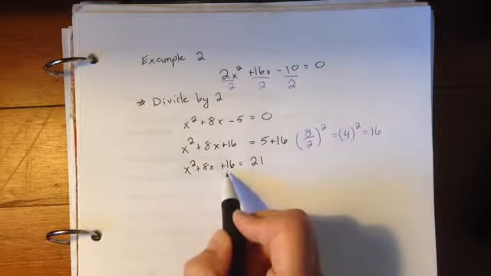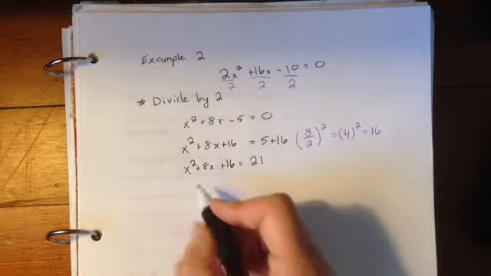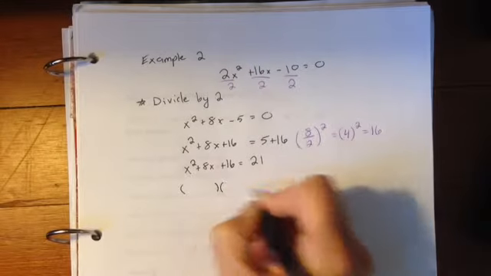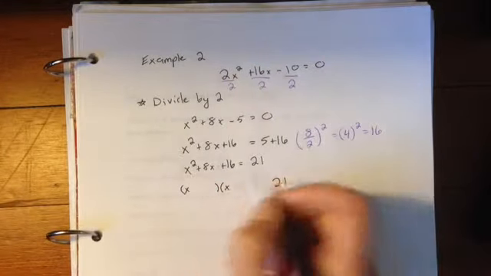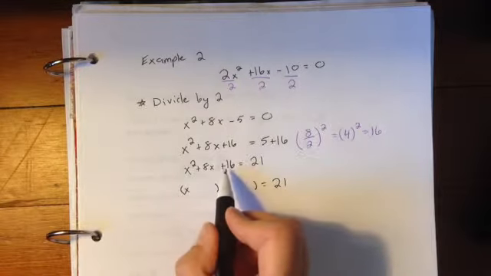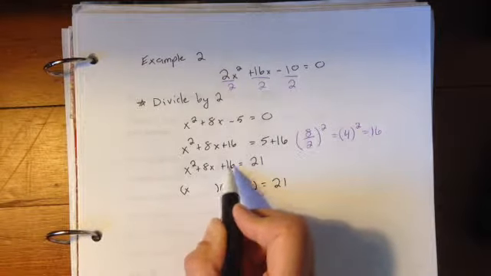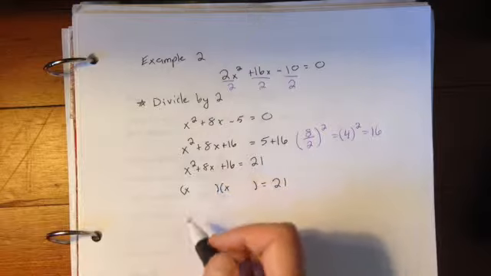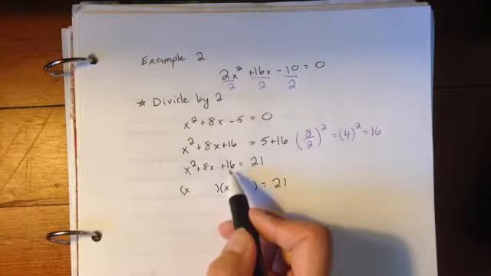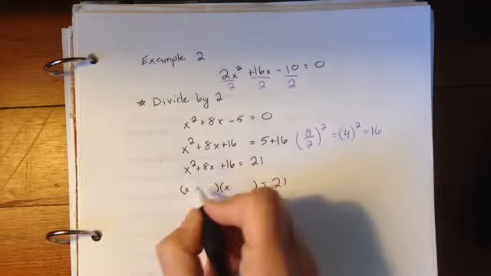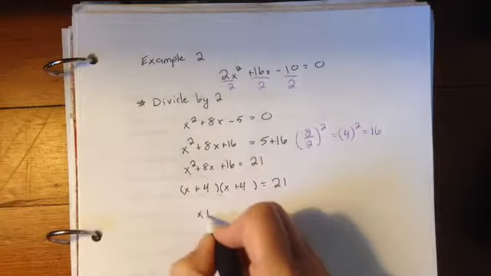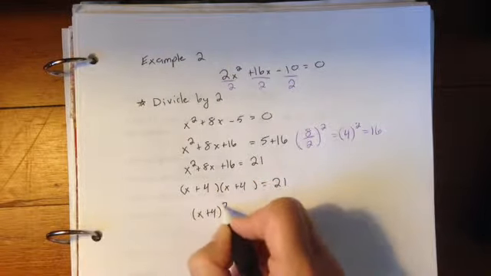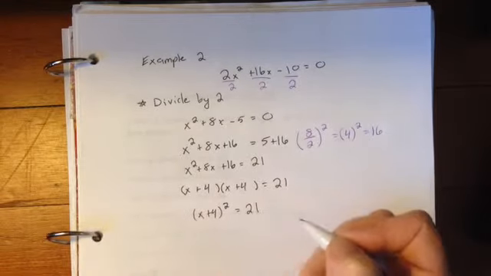This over here should be a perfect square now if I've done my job correctly. I always like to double check that and factor it to make sure. I'm looking for factors of 16 that add up to 8, and sure enough, 4 and 4 multiply to be 16 but add to be 8. So I've got x plus 4 squared equals 21.